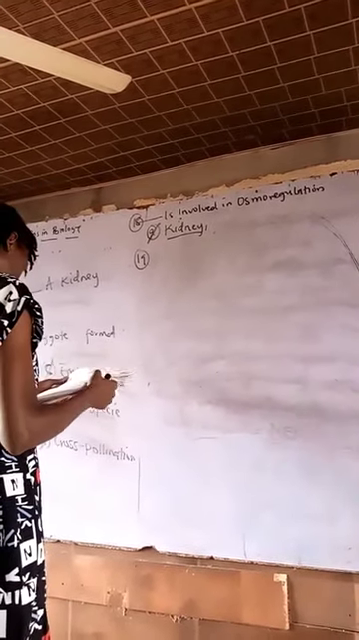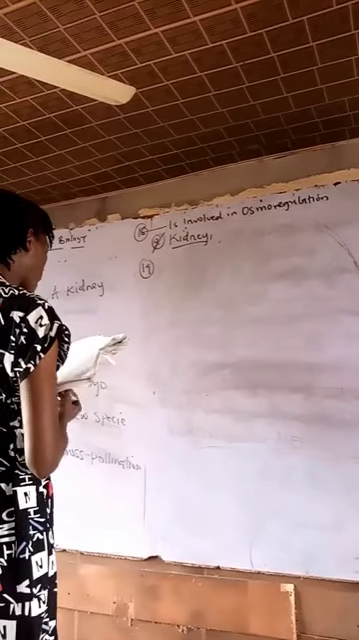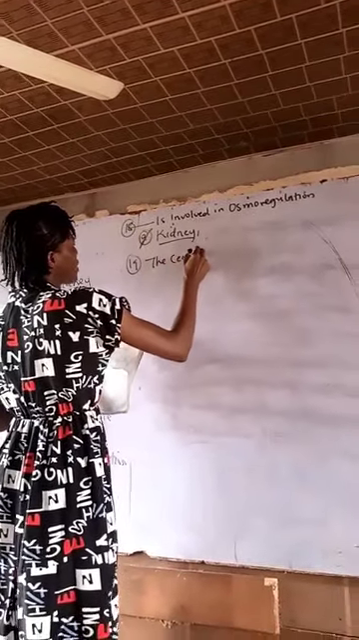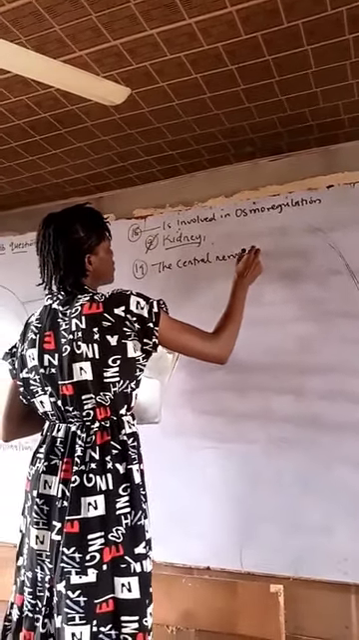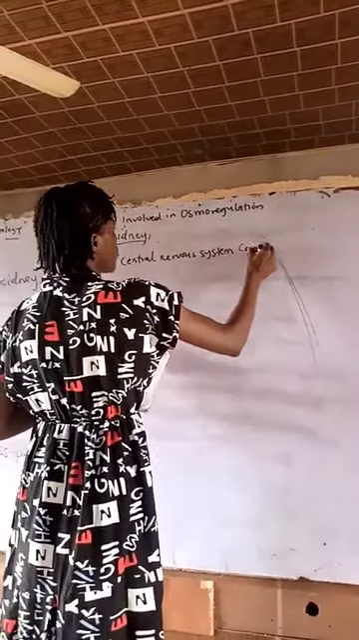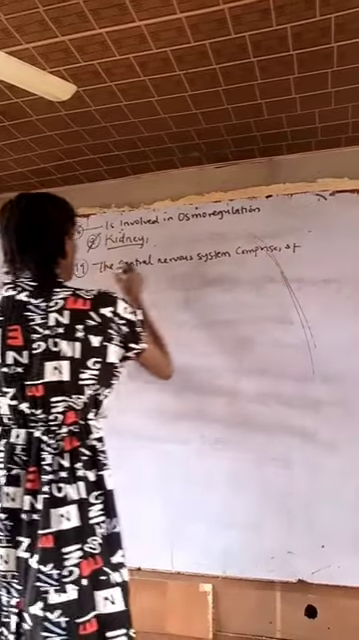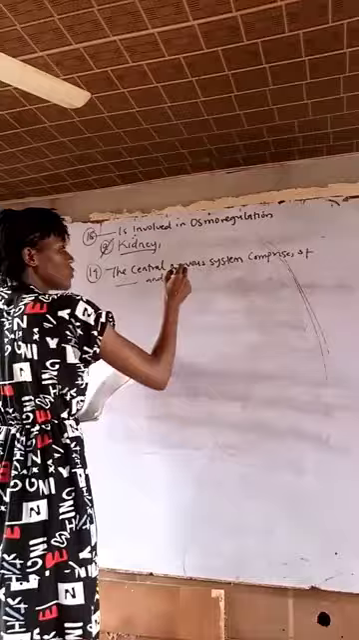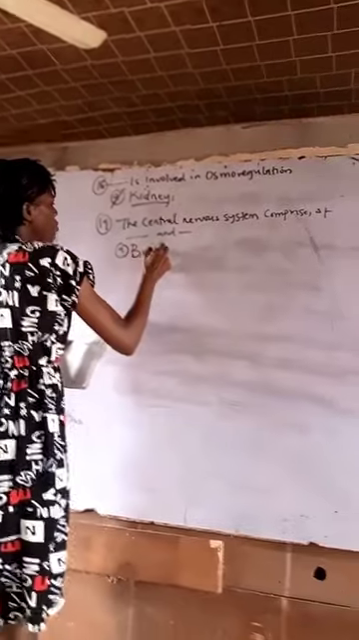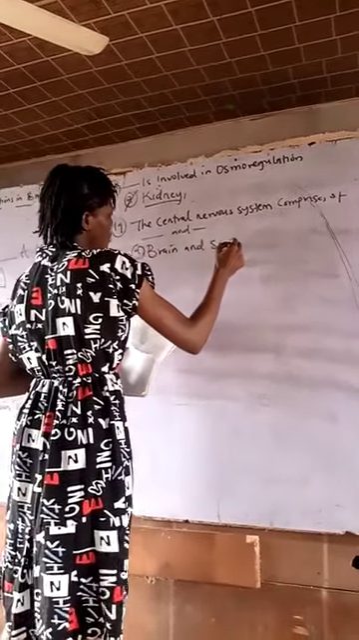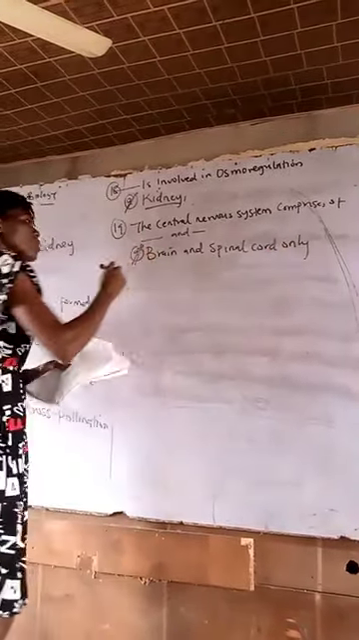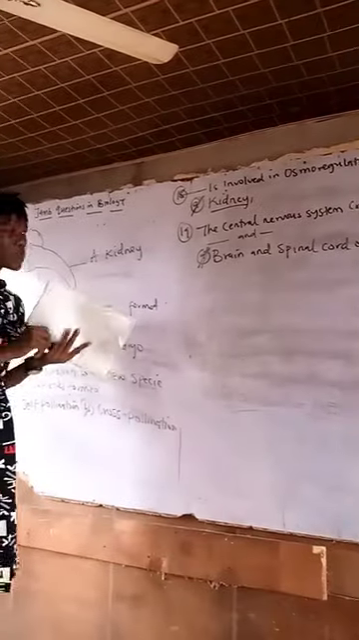Okay. So they said the central nervous system comprises of dash and dash. So the answer is brain and what? Spinal cord only, please. Spinal cord only. This is the answer. Brain and what? Spinal cord.